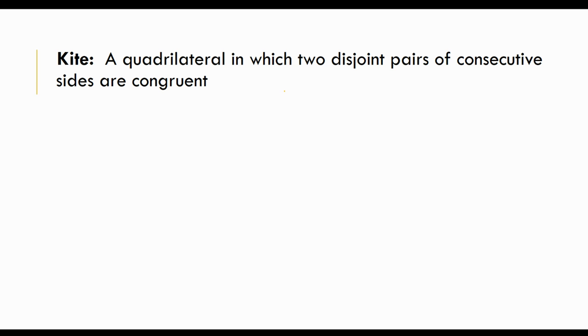So if you remember the idea of what a kite looks like, it has 4 sides because that's what makes it a quadrilateral. And when it says that 2 disjoint pairs of consecutive sides are congruent, it means that not any 2 sides that are consecutive are congruent. It means that we have 2 specific sides right next to each other that are congruent, and the other 2 sides are congruent. But notice the top 2 sides wouldn't be congruent because not all 4 are congruent.